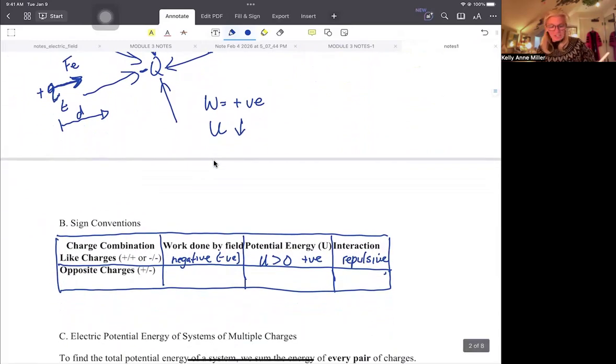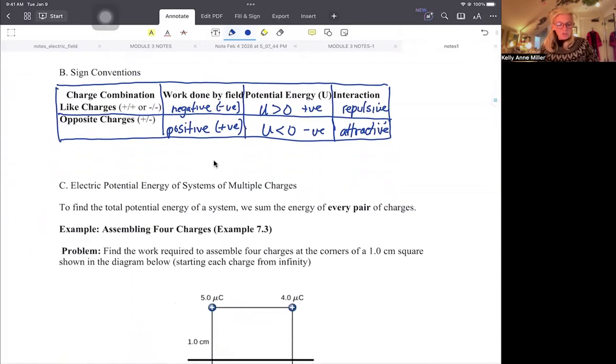So let's just finish this. The work done by the field in that case is positive, and so the potential energy is decreasing, right? So you've got a negative change in potential, and we would say that the interaction is attractive in that case.